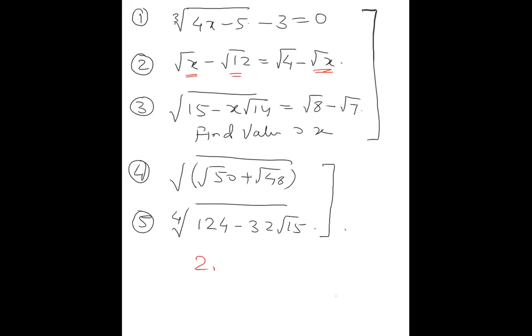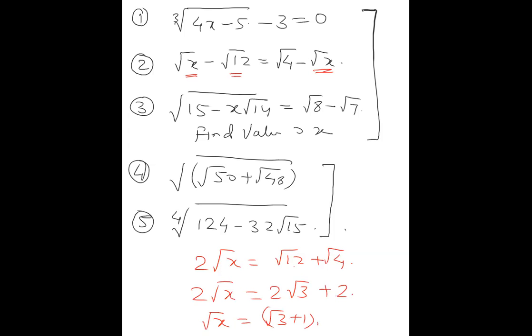We can transfer this x and 12. So this is 2 root x is equal to root 12 plus root 4. We know that 2 root x is equal to, this is 2 root 3 plus 2, dividing by 2. This is root 3 plus 1. Squaring both sides, the root 3 plus 1 whole square is 3 plus 1, 4 plus 2 root 3. This is the value of x.